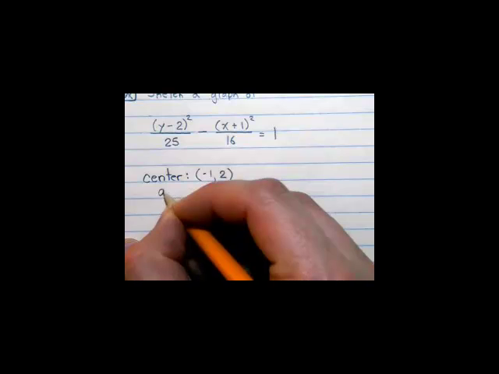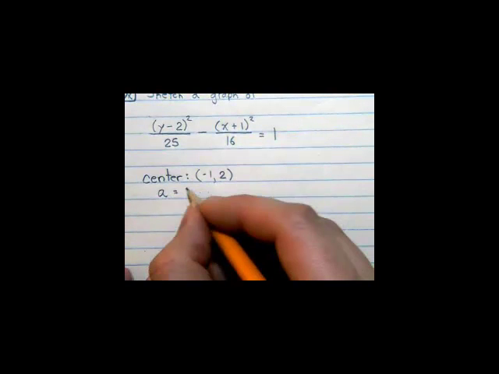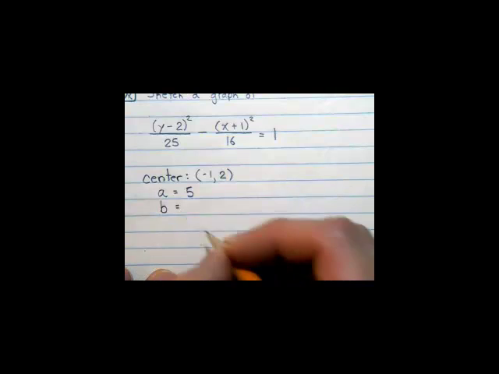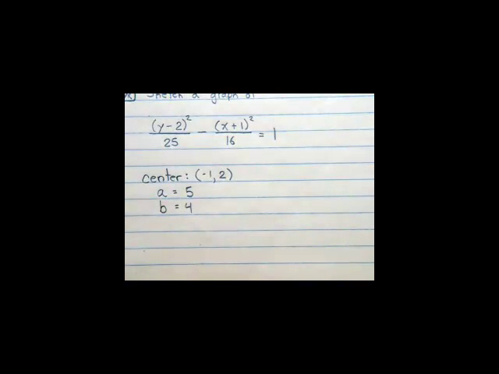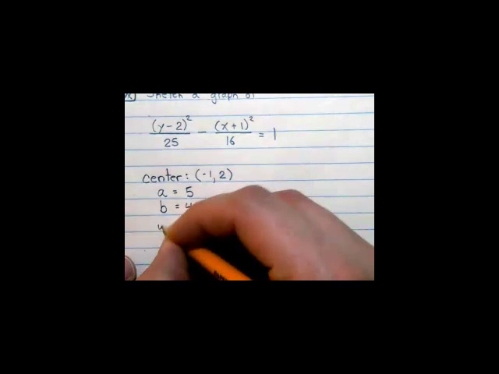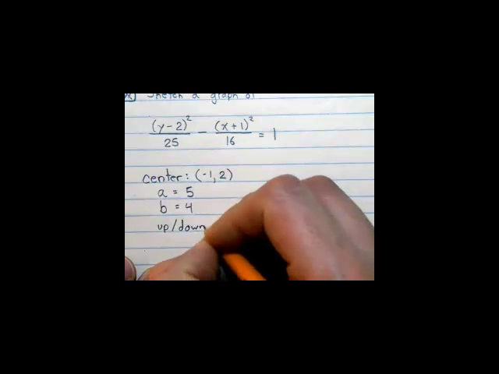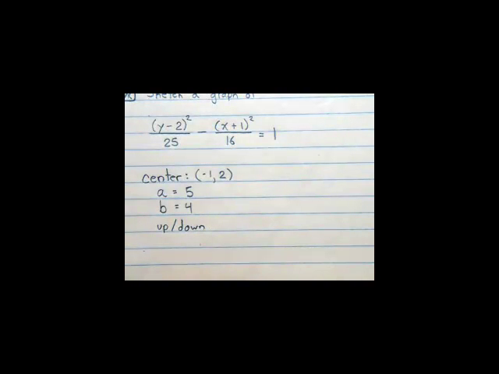What's the value of A? What's the value of B? 4. Okay. And is this up, down, or left, right? Up, down. Right? Oh, if we want to do the foci, I guess, on there, we'd have to find C as well. So that would be 25 plus 16 is 31. No. 25 plus 16 is 41. So C would be the square root of 41.